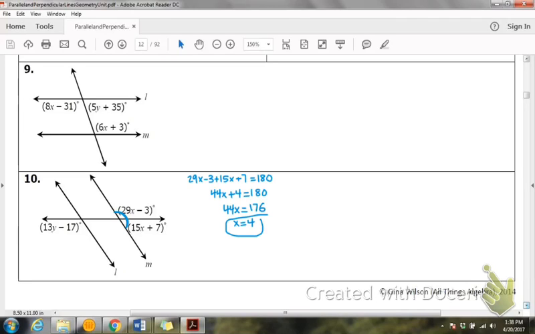29x minus 3. Right, because look, this angle with the y and this angle up here, these are alternate, because they're on opposite sides of this. They're alternate exterior, and alternate exterior angles have to equal each other. Okay? So I can set the 29, but instead of x, I'm going to put 4, minus 3, equals 13y minus 7. Okay, so those are alternate exterior angles, so I can set them equal to each other.